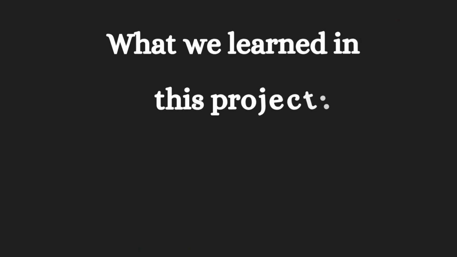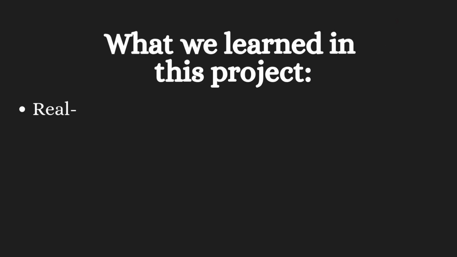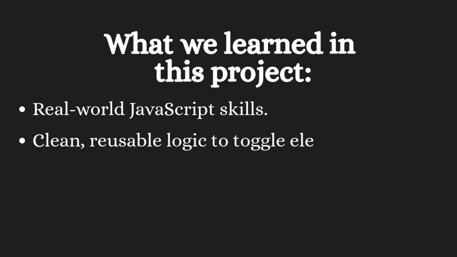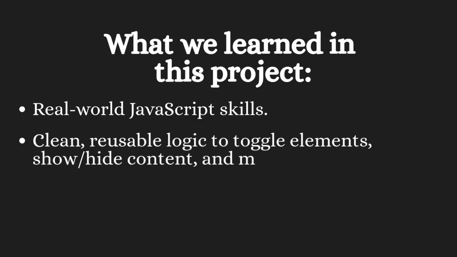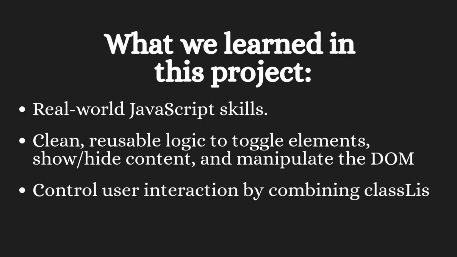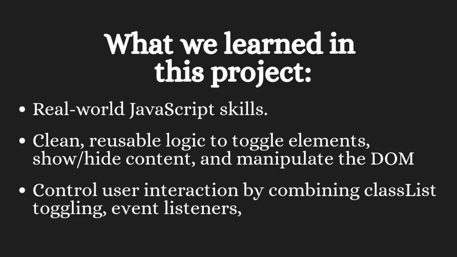In this project, we learned how to build a fully functional accordion using real-world JavaScript skills. Write clean, reusable logic to toggle elements, show and hide content, and manipulate the DOM effectively. And control user interaction by combining class toggling, event listeners, and icon switching, all in pure JavaScript.